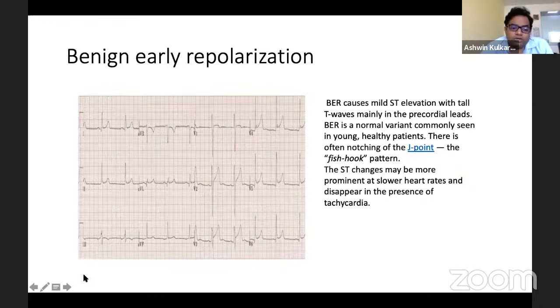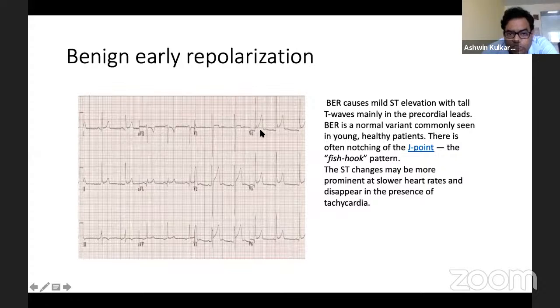Now coming to the last part of the presentation, we'll discuss some of the ECGs where it looks like an MI, but generally there is no MI. It is called benign early repolarization. Benign early repolarization generally causes ST segment elevation. You can see here the ST segment looks elevated, but if you look carefully, there is a notching after the J point. So these are the J points. There's a slight notching. This is called a fish hook pattern.